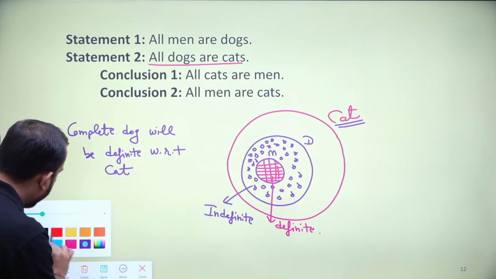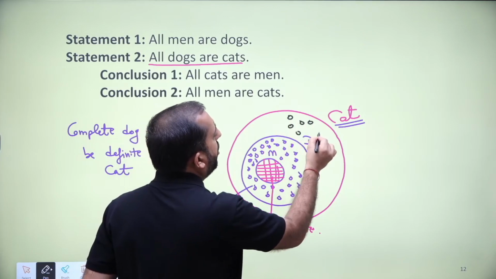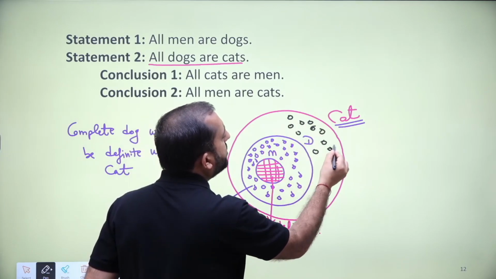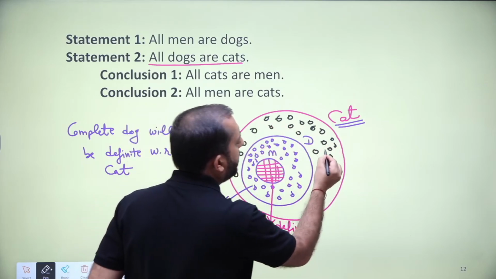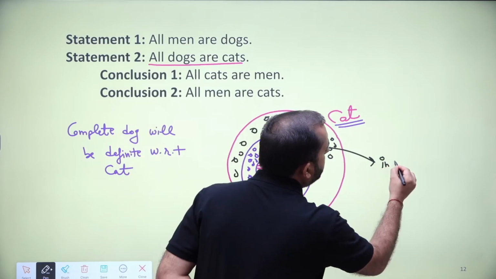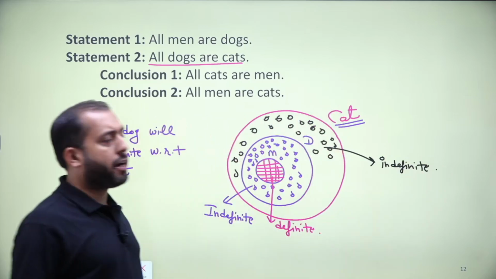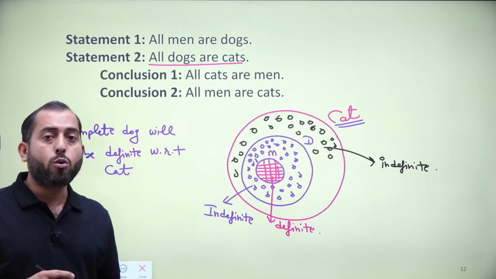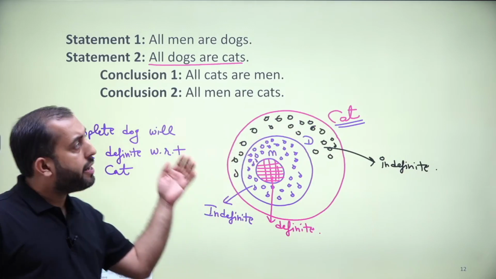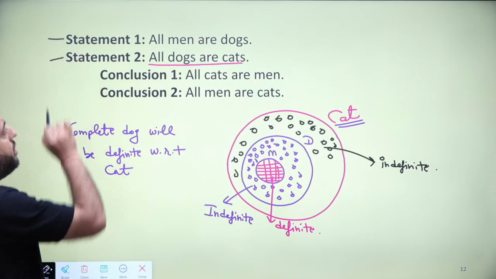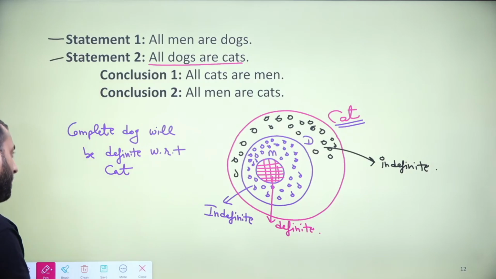And in the circle of cat, we still have a part. In the circle of cat, the part which is lying outside the dog will be the indefinite part. So I hope how to figure out the definite and indefinite parts in the case of two statements is clear to all of you. Now let's talk about the conclusion.